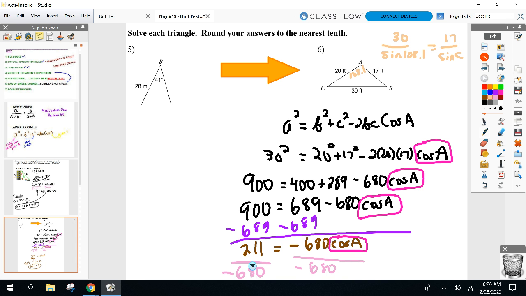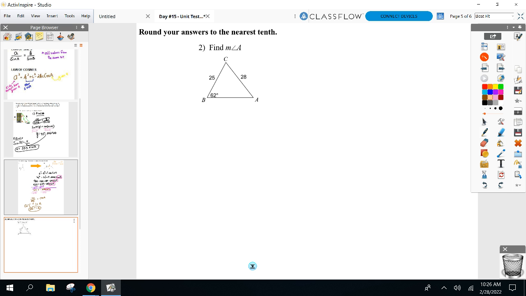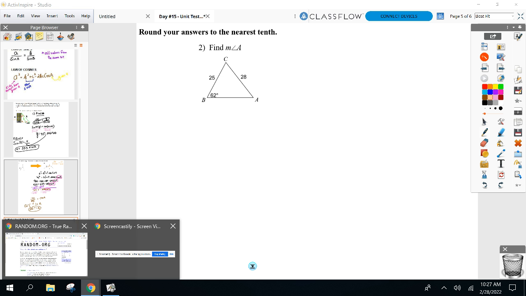Time for one in your group right now. How would you go about number 2? Find angle A. Same sheet. Discuss it in your group. Jax, you can move over with that group in the back. Go ahead, find angle A. Figure out first what formula is going to help you because it's not a right triangle. Number 2, what formula can I use here?